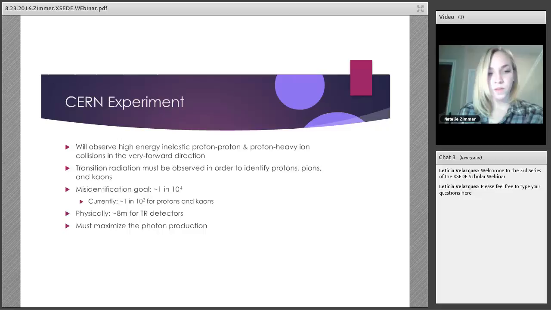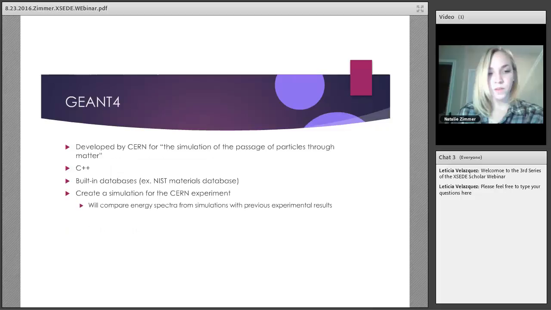And the gas detector will pick up the energy of the particle or of the photon that is deposited in it. So that's how transition radiation happens.